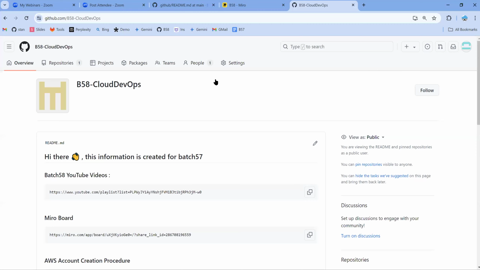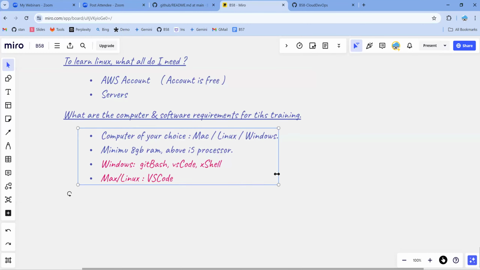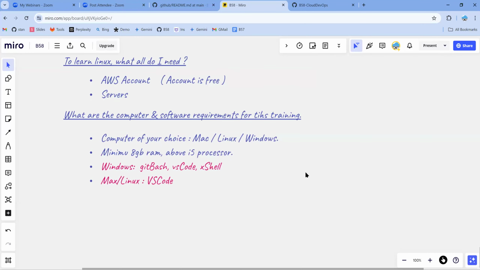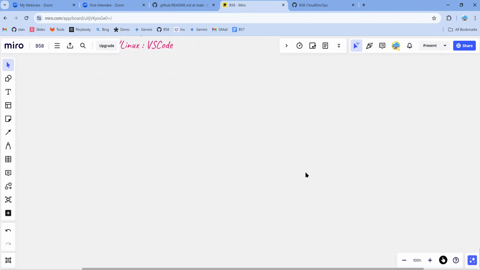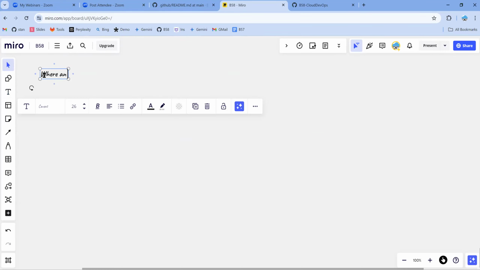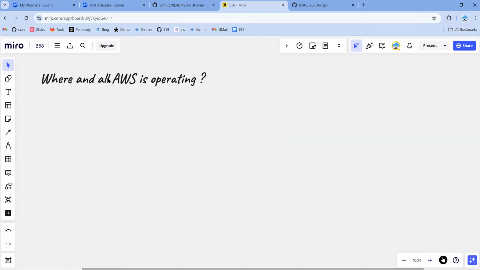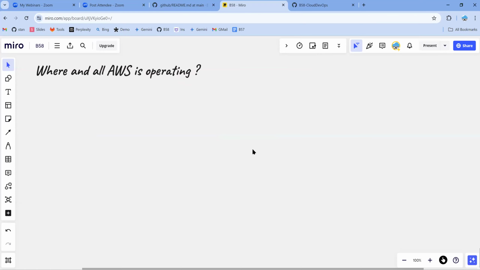Before we proceed, let's try to understand where AWS is operating. This is very, very important. AWS is operating in almost 32 plus regions. What is a region? Let me talk about it.